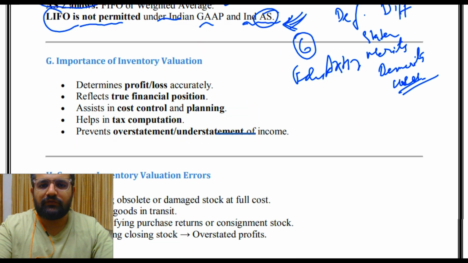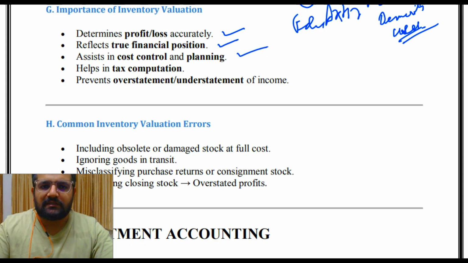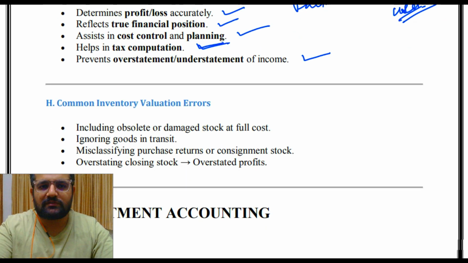Then importance of inventory valuation, determines profit or loss accurately. Then reflects true financial position, assists in cost control and planning, helps in tax computation, and prevents overstatement, understatement of income. So again, very important, you might get direct statement from this topic as well.